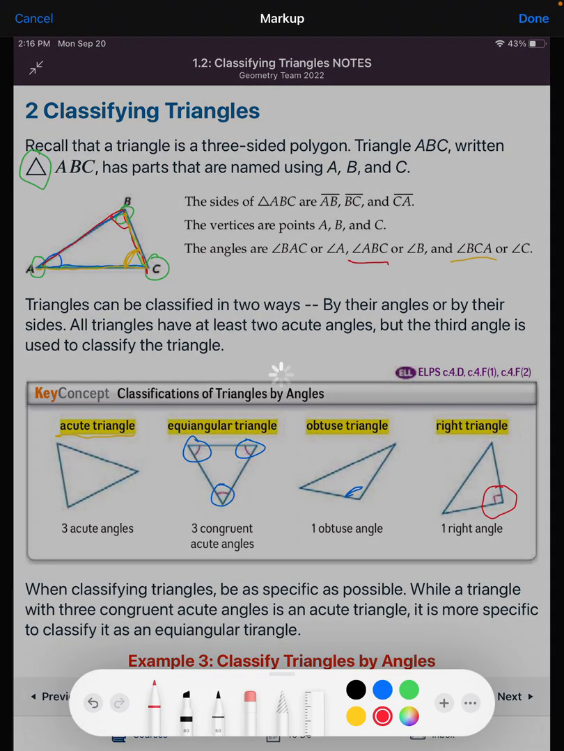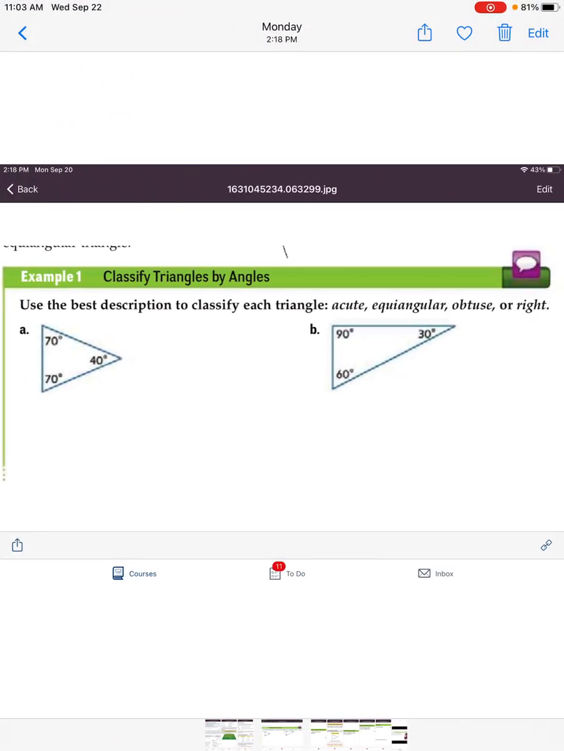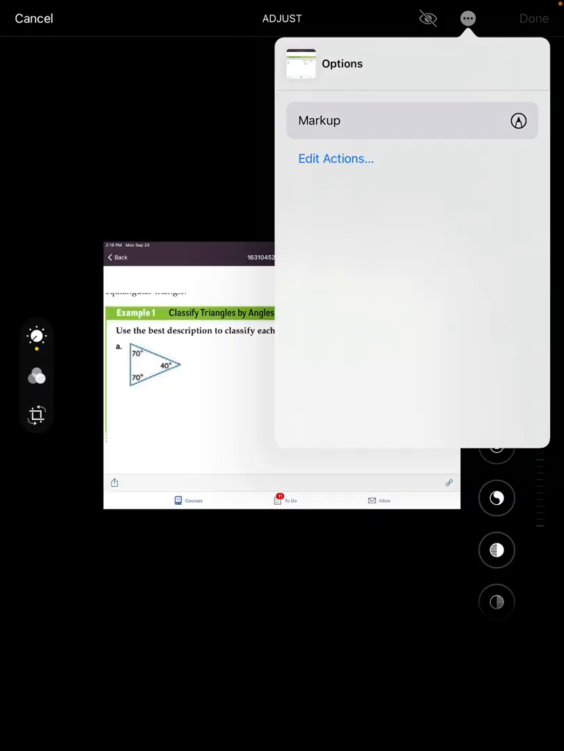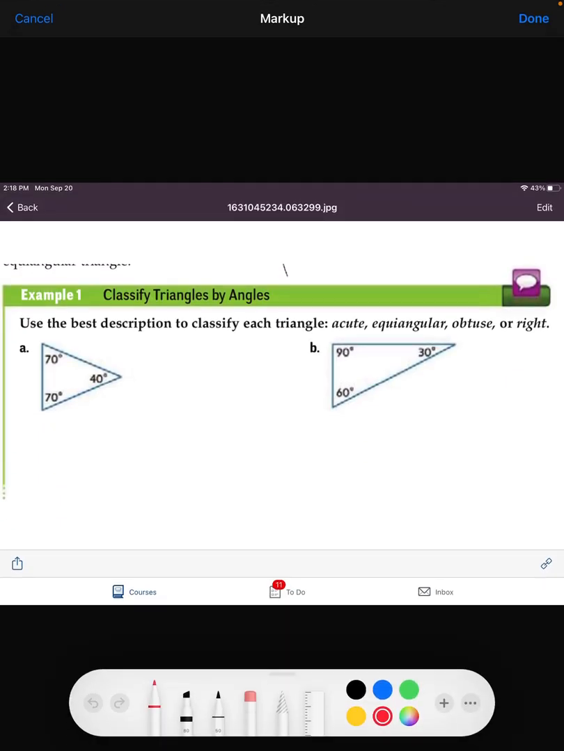Let's look at a couple examples. Use the best description to classify each triangle. In this example, we have three angles, 1, 2, 3, that are all less than 90 degrees, but they are not equal to each other. Since they're not equal, but they're less than 90 degrees, it's going to be an acute triangle. The next one does have an angle equal to 90 degrees. Whenever we have an angle equal to 90 degrees on the triangle, it's going to be called a right triangle.